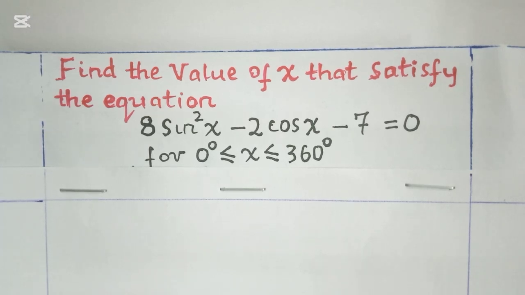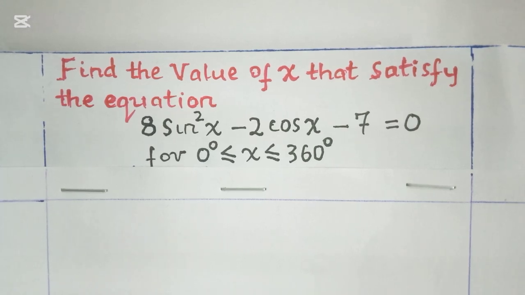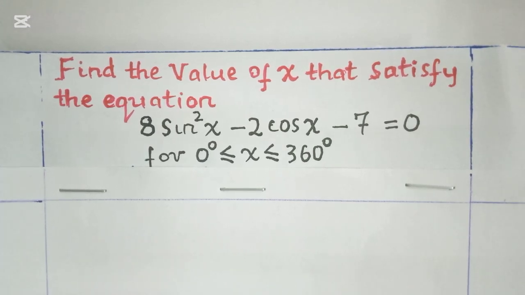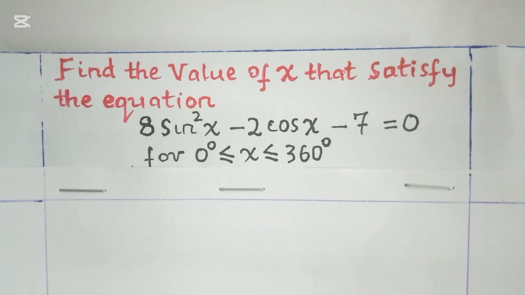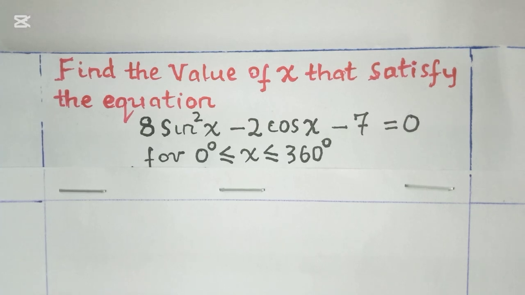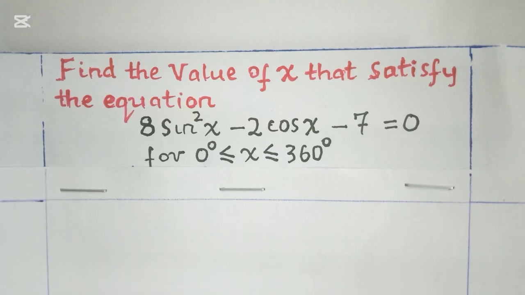Let me just read the question and then we'll continue. Find the value of x that satisfies the equation 8 sine squared x minus 2 cos x minus 7 equals 0, for x between 0 degrees and 360 degrees. That's what is supposed to be satisfied.